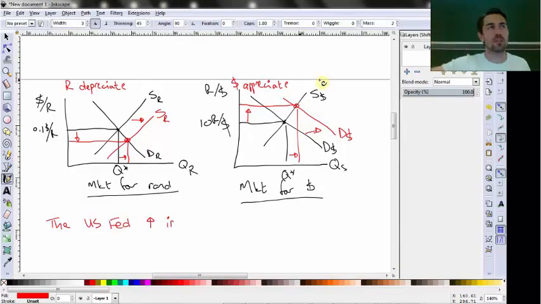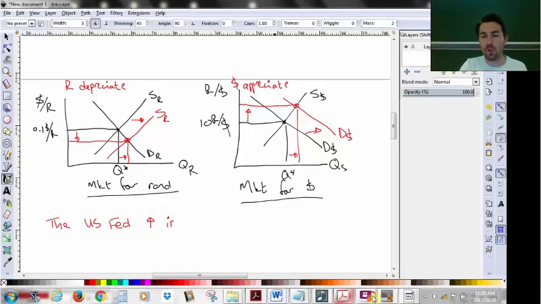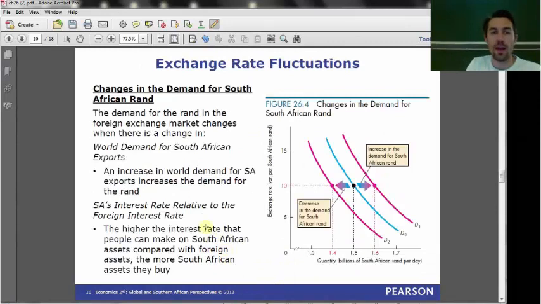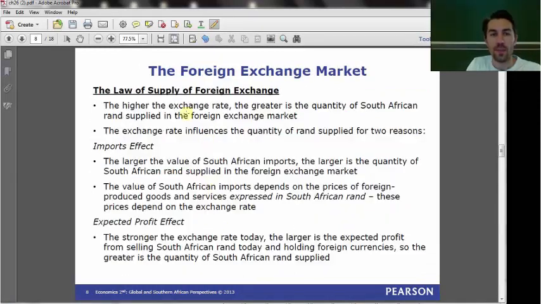Why is the quantity of dollars supplied increasing? Because of an import effect. As the dollar appreciates, it's cheaper for US citizens to import South African goods and services, so they import more. And we have an increase in the quantity supplied. The import effect, right? In other words, remember, why is the supply curve upward sloping? Because of an import effect, which is different to shifting the entire supply curve. Okay?